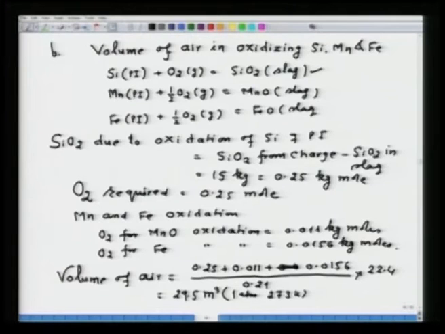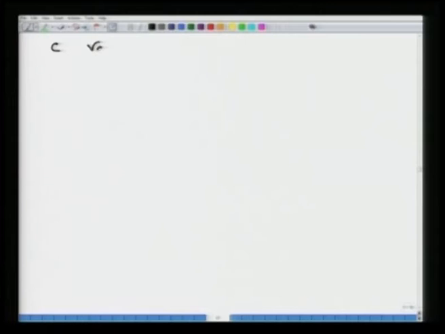Now, the next which is asked, C, is the volume of air for carbon oxidation. Here again, the clue to solve this particular problem: first, it is the oxygen of the air blast that reacts with the carbon of the coke. That means you have to think in terms of finding the oxygen of the air blast, because that reacts with the carbon of the coke.